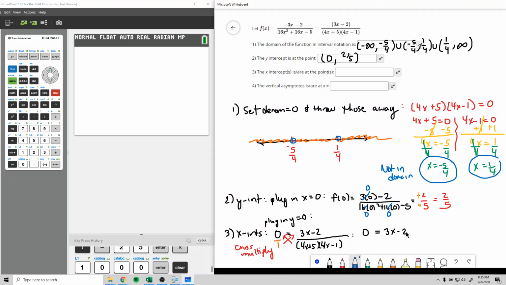Now we solve this for x. We add the 2 on each side. We've got 3x equals 2. And then we divide each side by 3. Sorry, I'm running out of room. The 3's cancel out, and we got 2 over 3 equals x. We only got 1, and that's okay. The x value is 2 over 3, and the y value is 0.